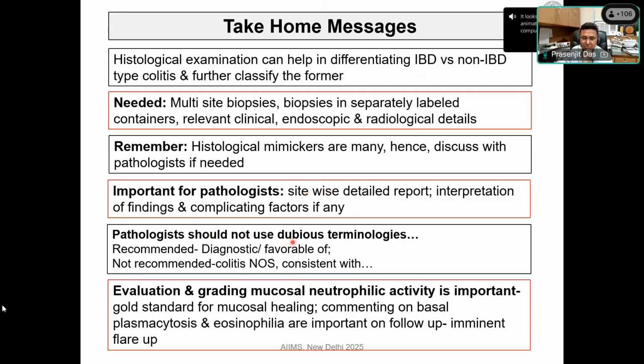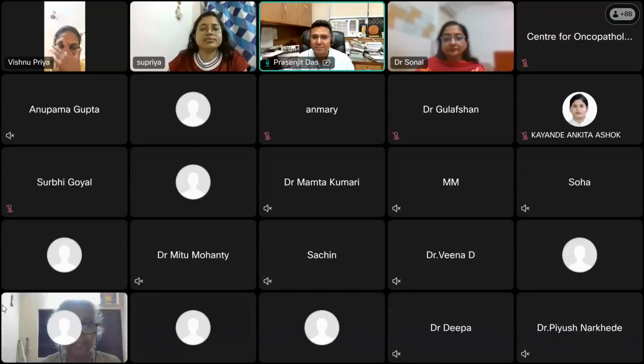Pathology should not use dubious terminologies. Terminology like "consistent with" is not recommended. Only using "colitis" is not recommended. Okay? So specific terminology like colitis NOS, you should not use these types of terminologies, and grading of activity you should always do. So with that, I will stop and I will invite Dr. Survi to comment on this, and then we can have more questions.